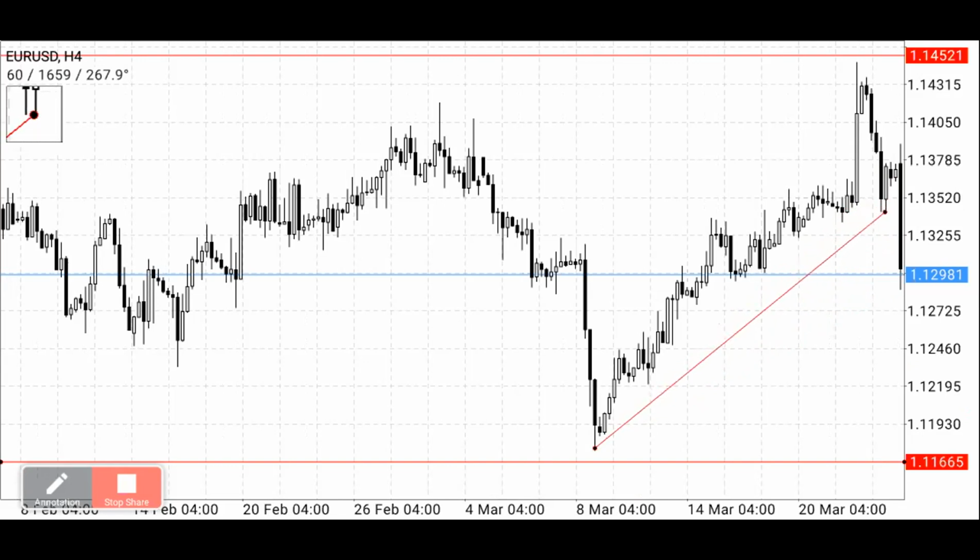Yeah. Now keep sending it out. Keep going. Perfect. Just like that. Great. Now that's a perfect trend line.